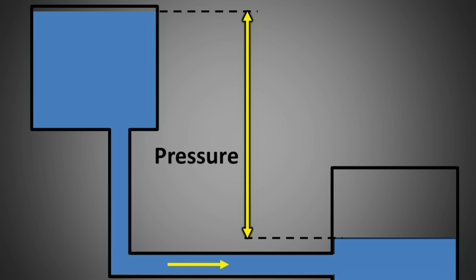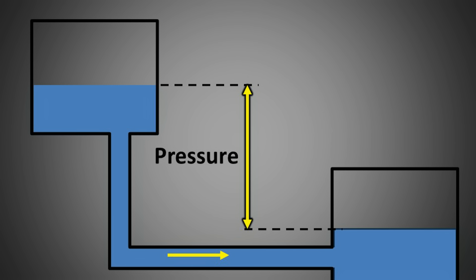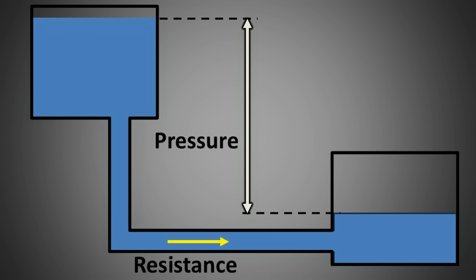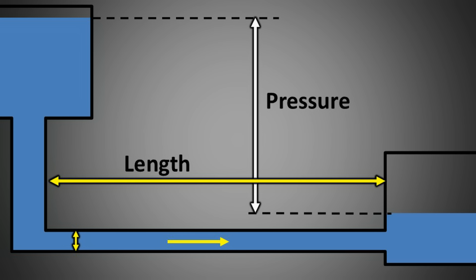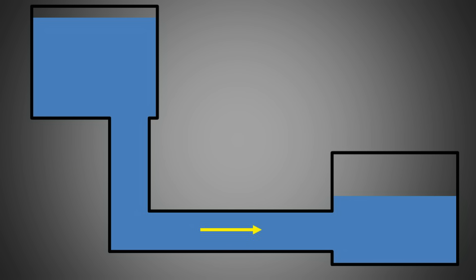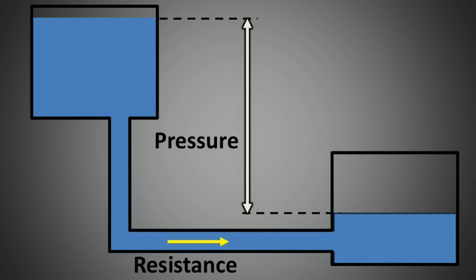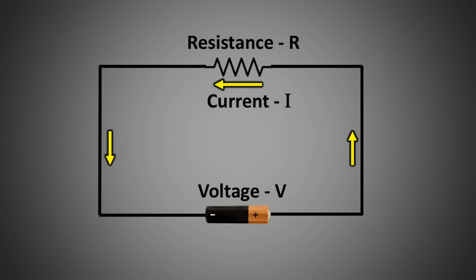Higher pressure means more water flow. Lower pressure means less flow. And when the pressure stays the same, if the pipe becomes longer or thinner, the water flow reduces. If the pipe becomes wider and smoother, the flow increases. So the flow of water is decided by 2 things: pressure and resistance of the pipe. Exactly the same happens in electricity.